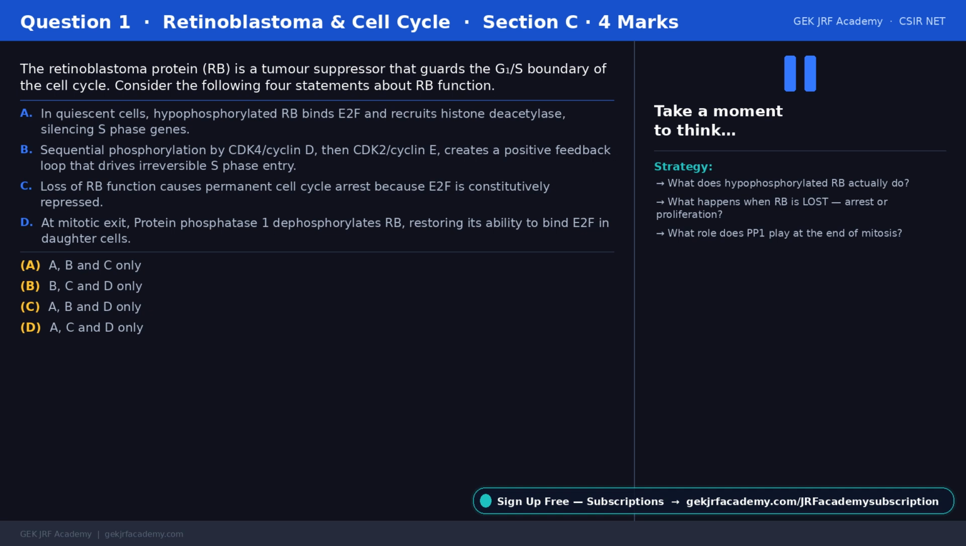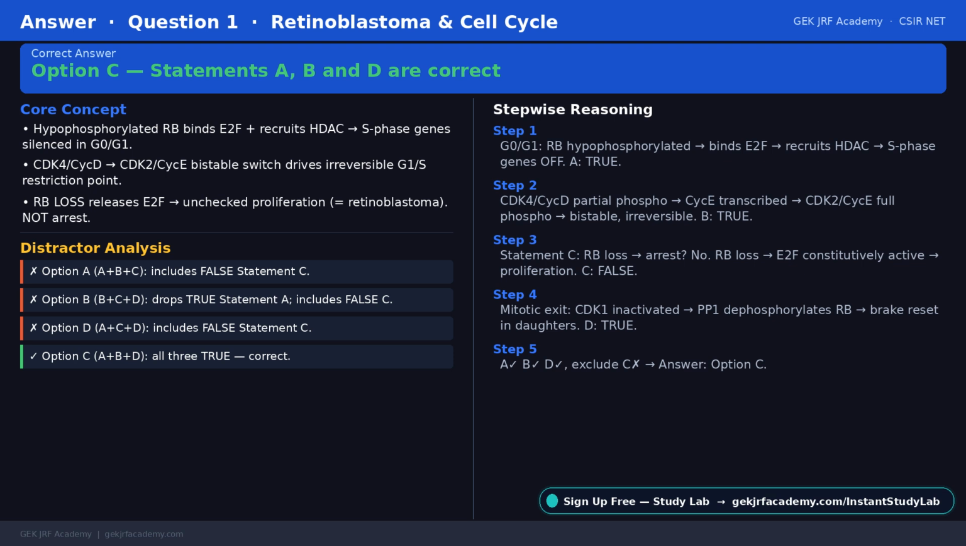Option A, B and C only. Option B, C and D only. Option C, A, B and D only. Option D, A, C and D only. Pause and think before proceeding. The correct answer is option C. Statements A, B and D.